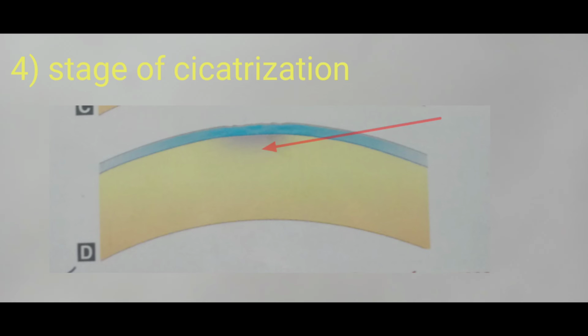Then the final stage is the stage of cicatrization. It is a stage where the healing continues by progressive epithelialization, which forms a permanent covering. Beneath the epithelium, fibrous tissue is laid down partly by the corneal fibroblasts and partly by the endothelial cells. The stroma thus thickens and fills in under the epithelium.